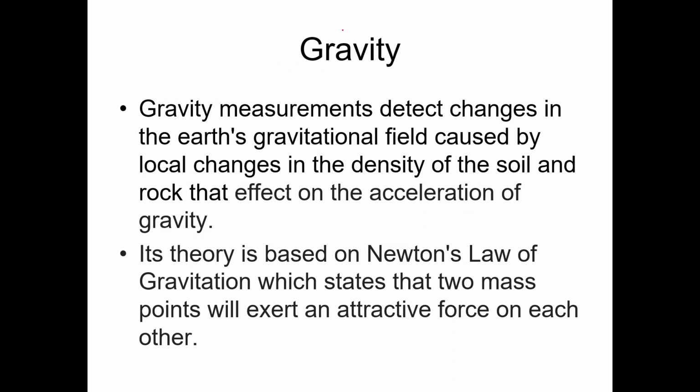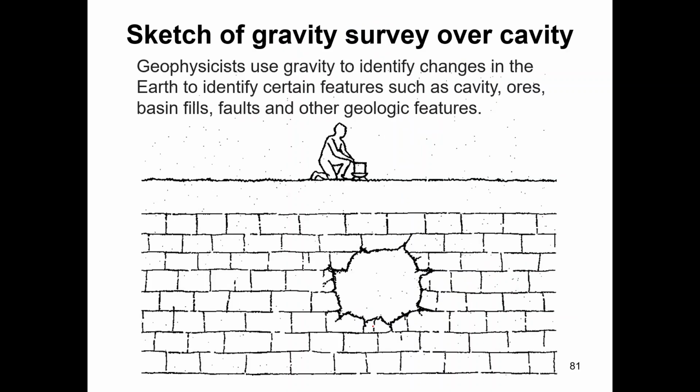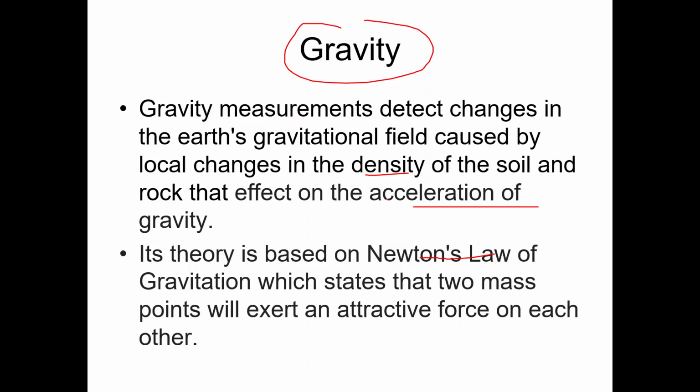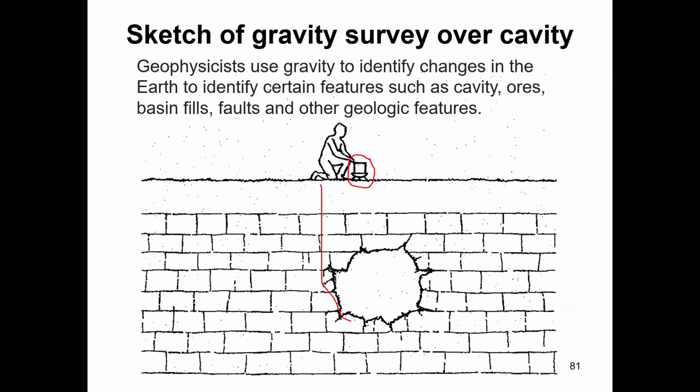The last technique is gravity. Gravity measures the change of Earth's gravity field because of the change in density of rocks that affects the acceleration of gravity. The theory is based on Newton's law of gravitation, which states that two point masses have an attractive force on each other. So if you have this equipment, you are able to measure the change in the density of the soil. Here, this area is less dense compared to that area.